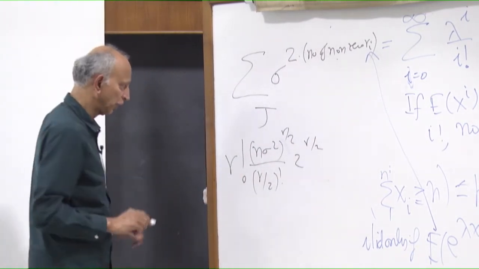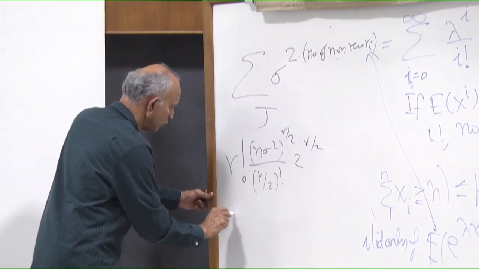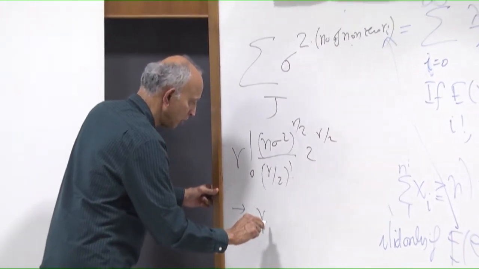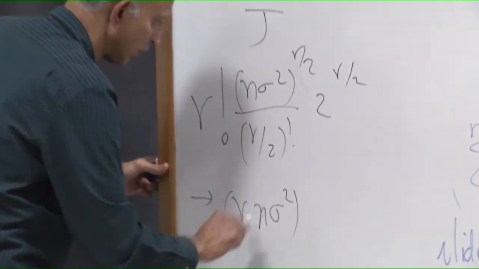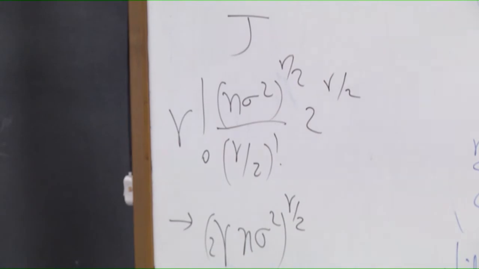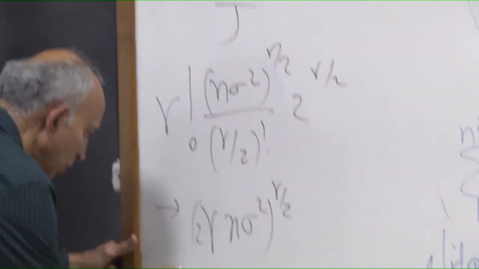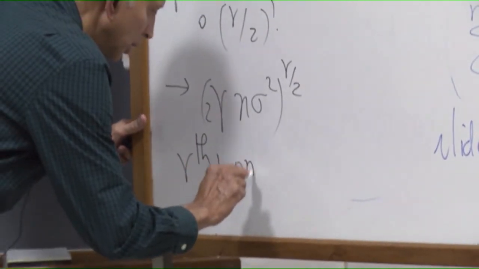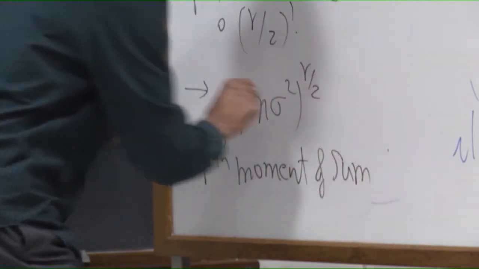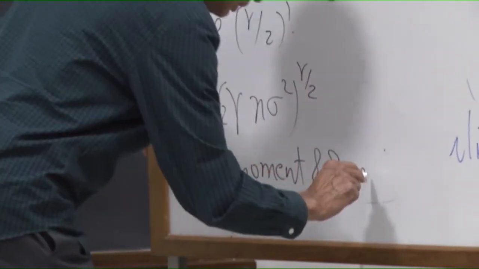Okay, all I'm doing is putting t equals R over 2. Now, if you use Stirling and other things, this is R to the R over 2. So we get n R n sigma to the R over 2, another 2. We'll do this manipulation in the next slide. But the moral of the story is very important. The moral is the Rth moment of the sum grows only as the R over 2th power.